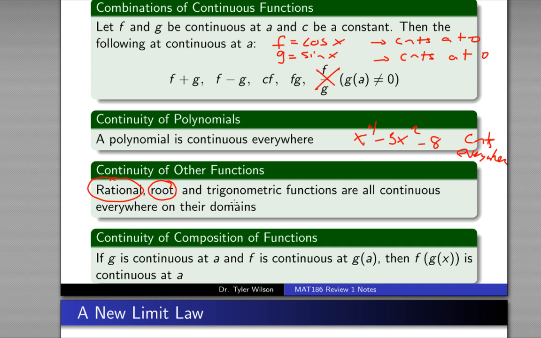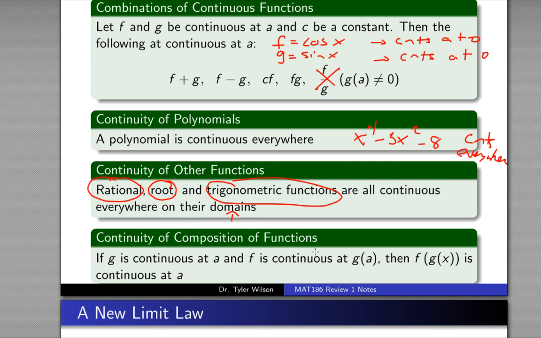Any square roots or roots are continuous. Trigonometric functions are continuous. These are continuous at every single x location known to man, as long as those are in their domain. So for example, for a rational function, if the denominator is 0, it's not continuous there. So these functions are continuous. All the functions that you know and love are continuous everywhere on their domains.